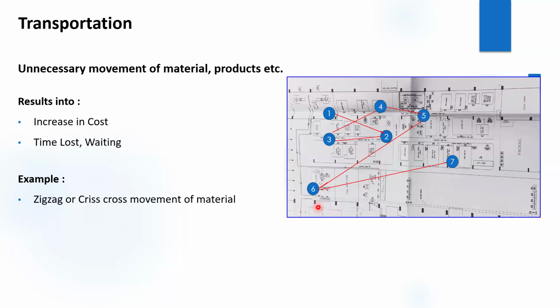Now see the layout. The material is moving from here to here, again coming close to here and again going there. Again 4 to 5. Process 6 is in another shed, outside the plant. Again it comes here for operation number 7. So this is called transportation waste, zigzag, crisscross movement of the material. Normally, material flow should be unidirectional. This is a zigzag, a crisscross movement of the material. I will just explain to you.